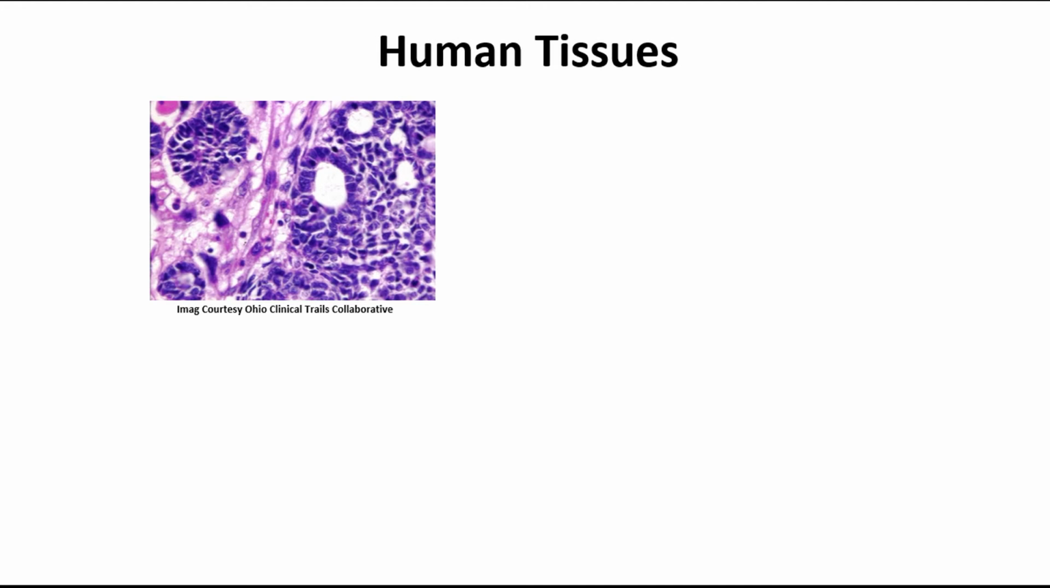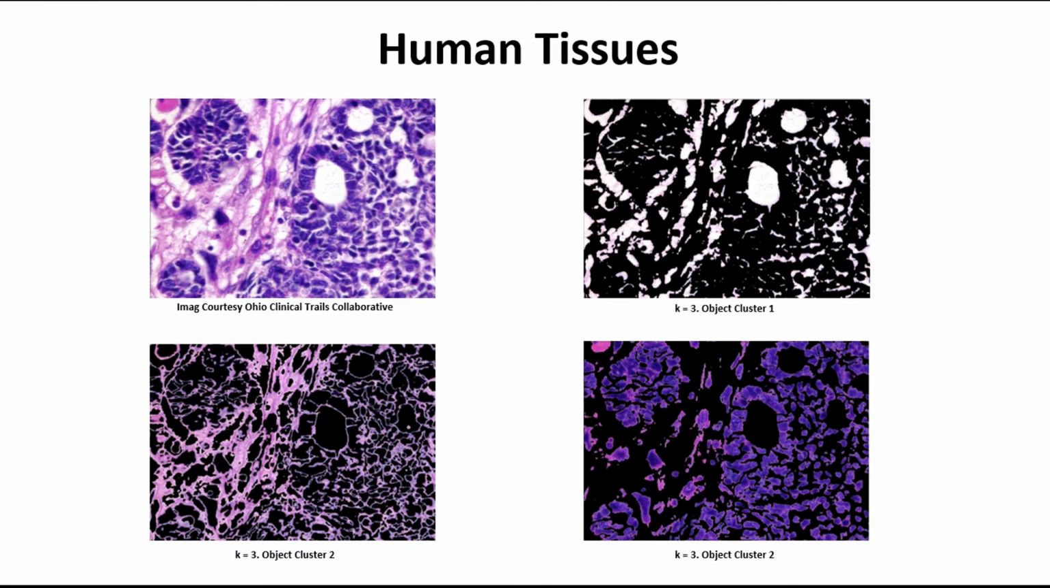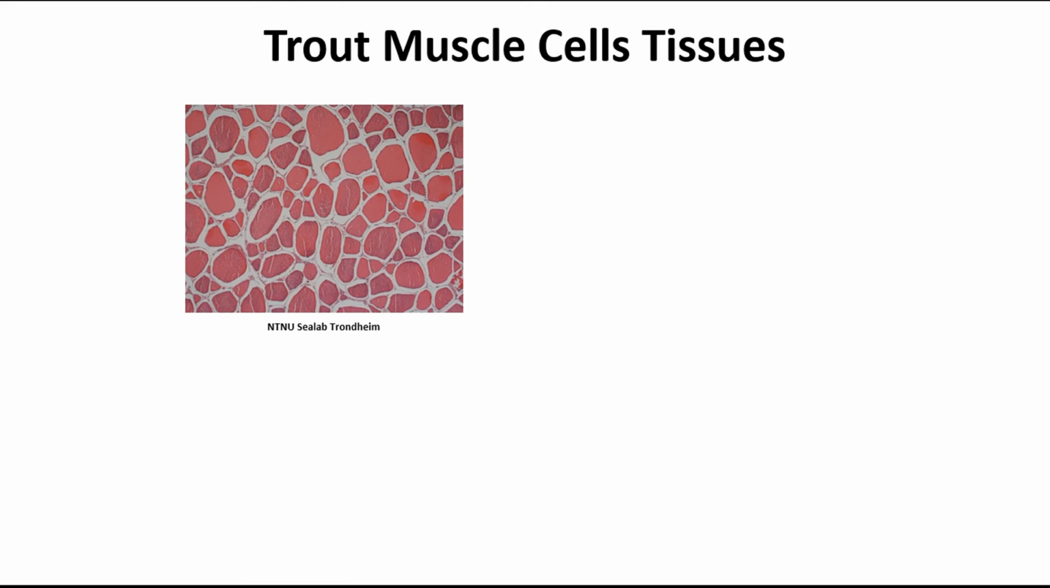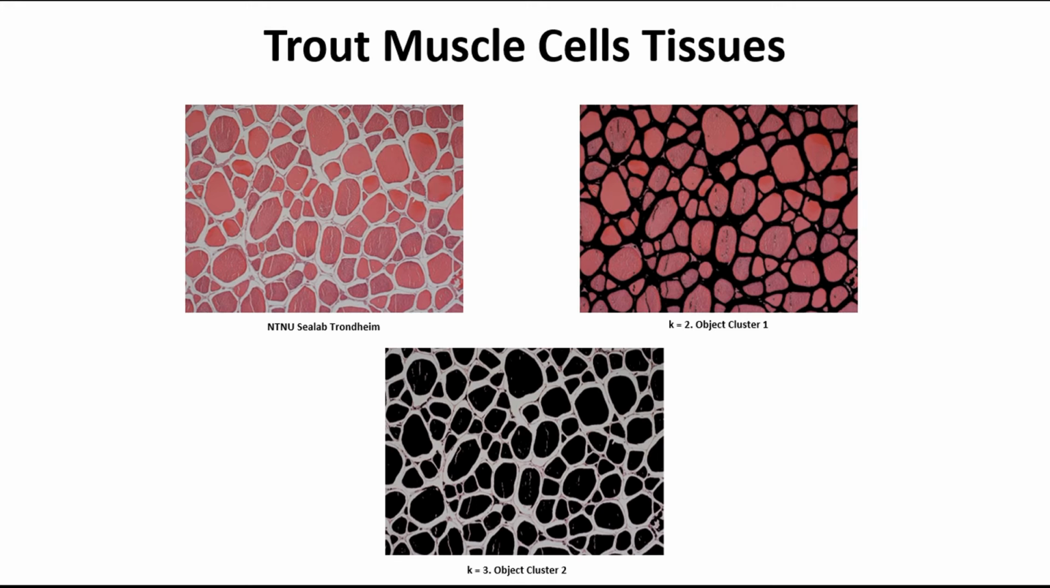This image represents the original picture of the human tissue. The rest are the resulting clusters using the K-means method, with k equal to 3. This image represents the tissue of the brown trout. The K-means method with k equal to 2 gives the resulting clusters.